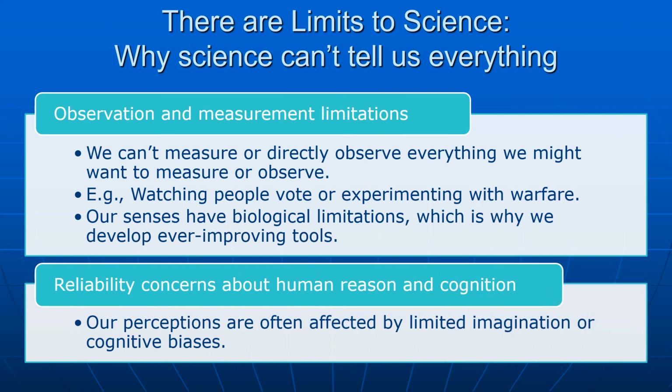Finally, we have big concerns. Even though human reason is considered to be a relatively reliable means of gathering information and interpreting it, we also have to be humble in understanding that there are reliability concerns about our human reasoning ability and the way we process information. Our perceptions are often limited. For example, we're affected by the fact that we can't imagine everything. One of the reasons that we love science fiction is because somebody has taken the time to really develop an alternative understanding of the world.